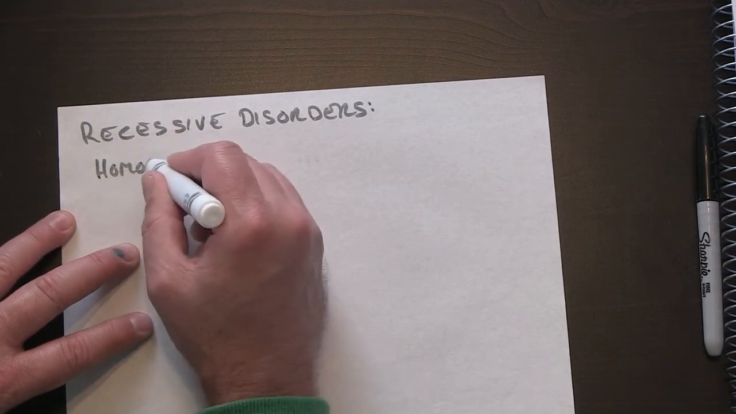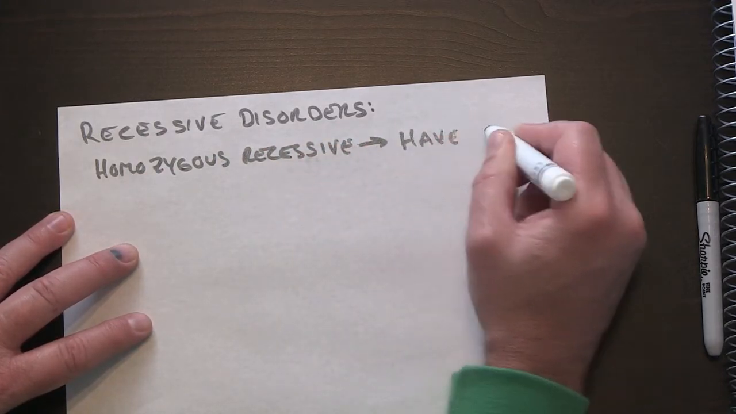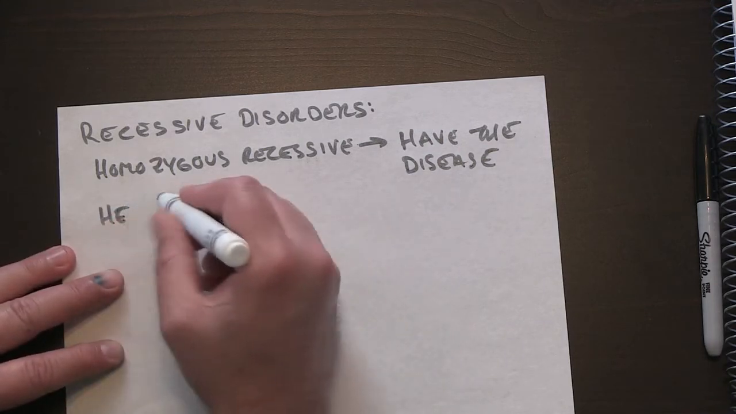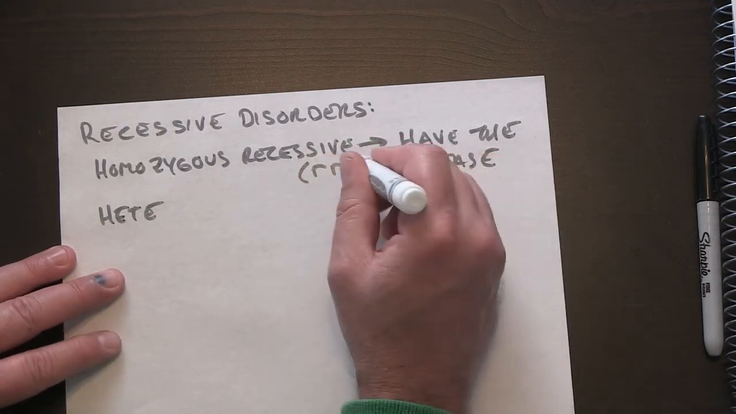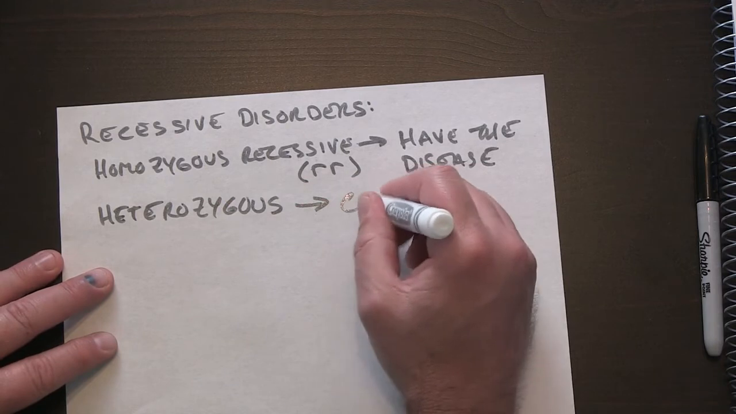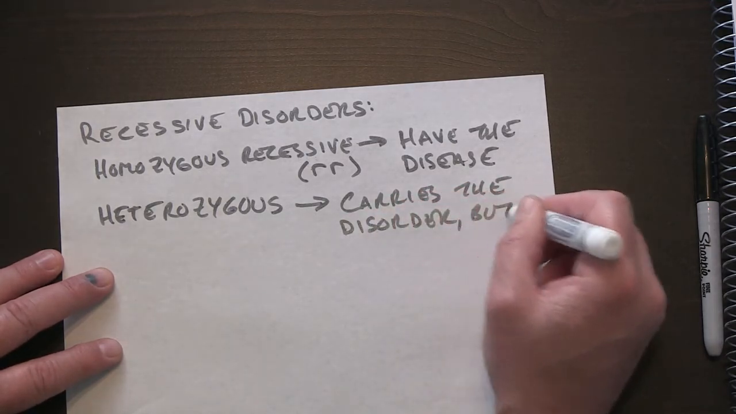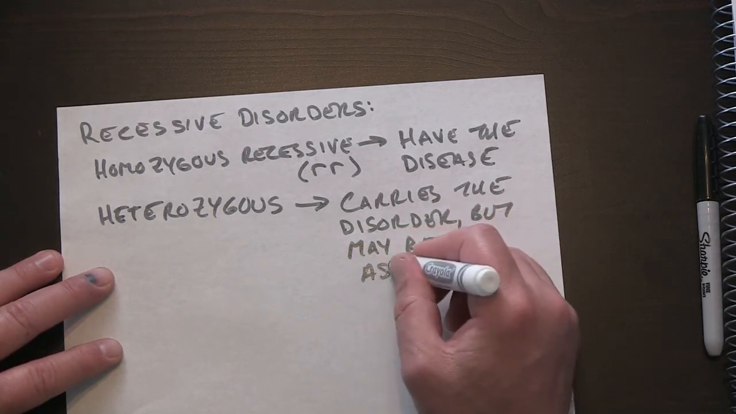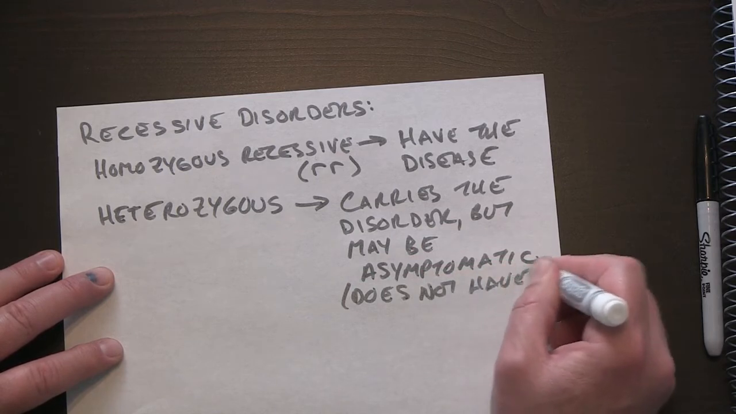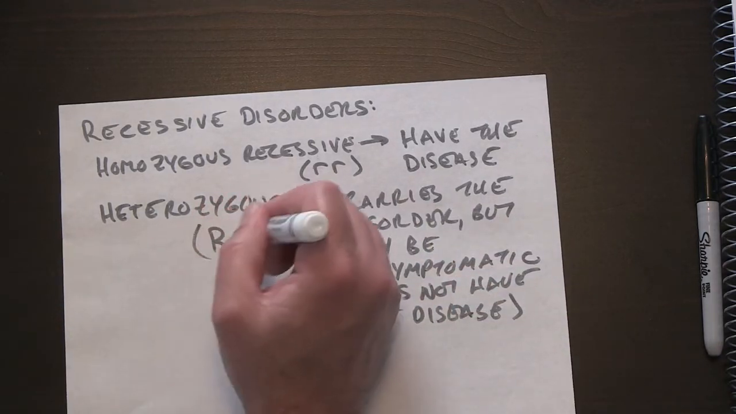If you're homozygous recessive, you have the disease, or the disorder. But if you're heterozygous, in this case we're saying little r, a heterozygous person just carries the disorder, but may be what they call asymptomatic. Does not have the disease. So they would be big R, little r in this case, what we're using for an example.